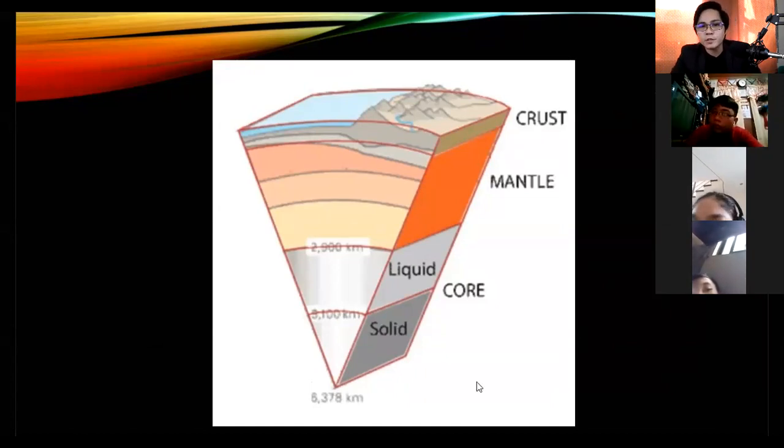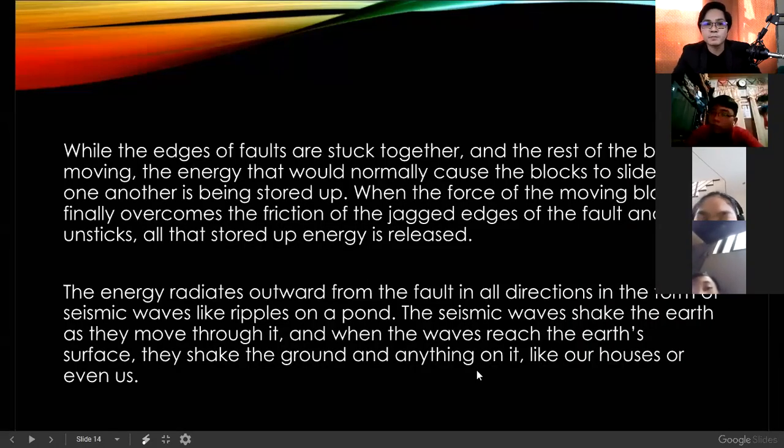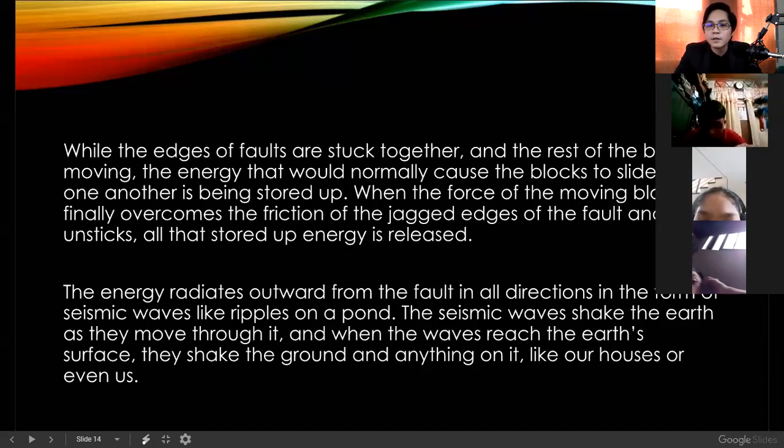While the edges of faults are stuck together, the rest of the block is moving. The energy that would normally cause the blocks to slide past one another is being stored up. When the force of the moving blocks finally overcomes the friction of the jagged edges of the fault and it unsticks, all the stored energy will be released. Remember that nature is building up pressure there. So if it unsticks, therefore, it will release its energy.